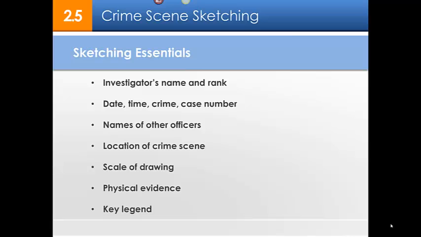The key essentials to sketching crime scenes: they all should include the investigator's name and rank, date, time, crime, case number, the names of other officers that were at the scene, location of the crime scene, scale of the drawing, for example, 1 inch equals 2 feet, and so on, physical evidence, and also a key legend indicating what the items are that are contained or shown in the crime scene.